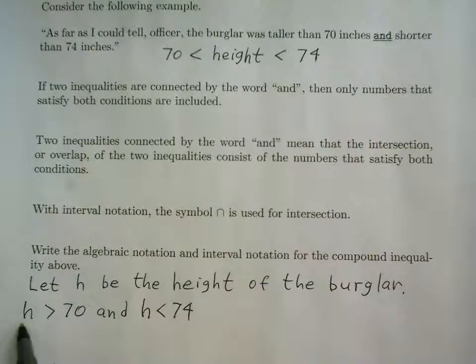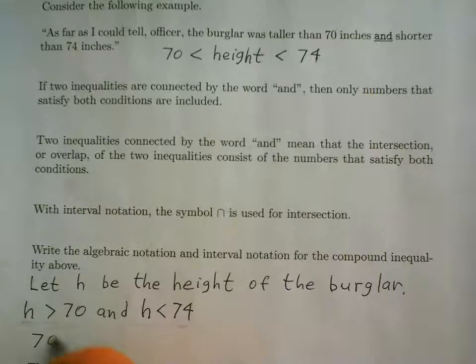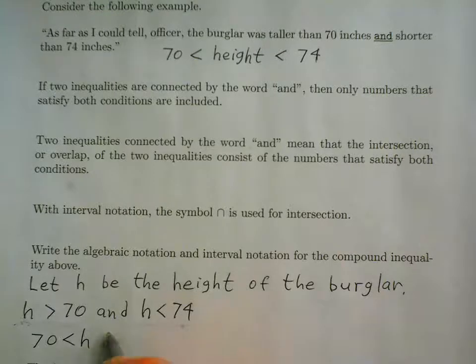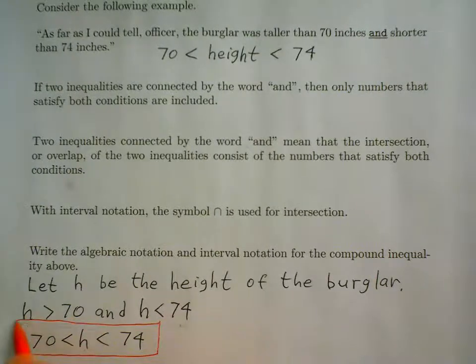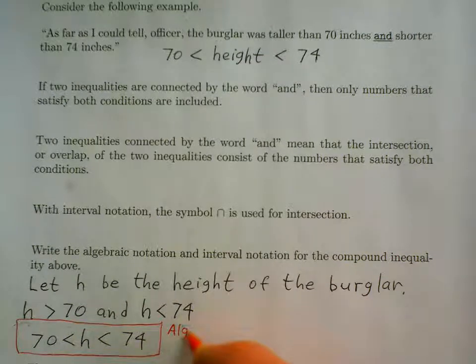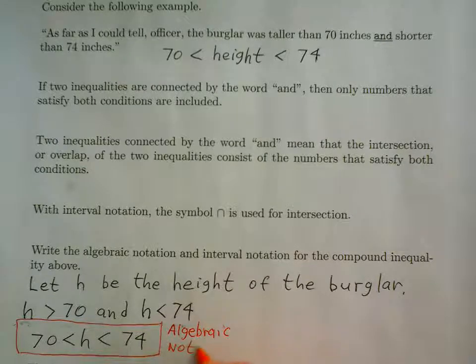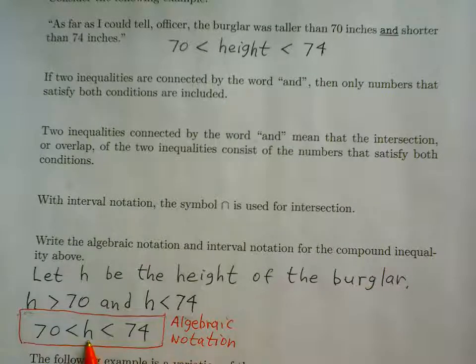But we can do better than this, as you've already seen. Since h is greater than 70, that means 70 is less than h. So 70 is less than h, and at the same time, h is less than 74. So this is the desired algebraic notation for that compound inequality. In the algebraic notation, we always use the variable.